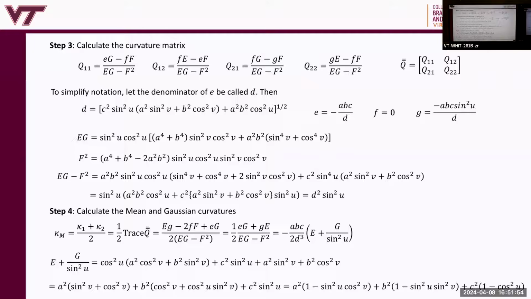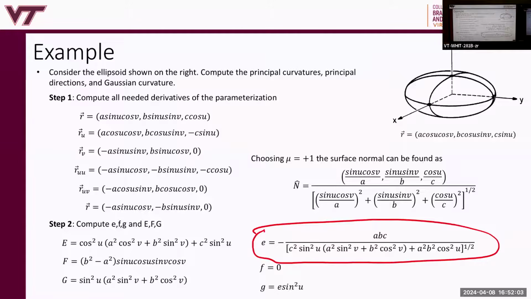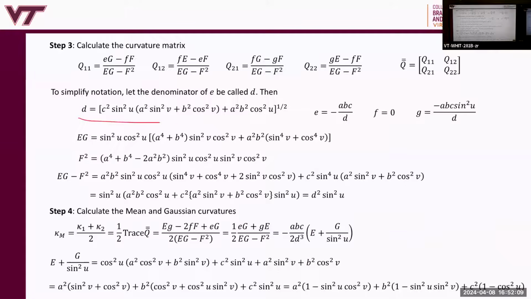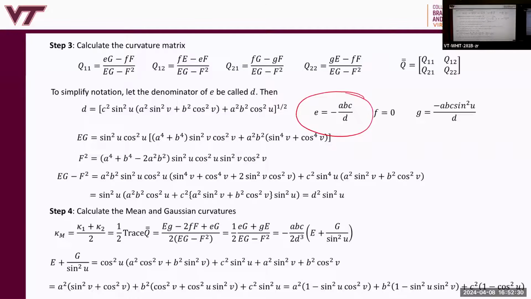Analytically, in order to simplify this, let's go back to E. This E here has a big old denominator, yeah? The denominator we're going to call D, to simplify the notation. That means E is minus ABC over D, because here we had minus ABC divided by what we're now calling D. So that's what E is. And then F is 0, and G we can also express in terms of D.